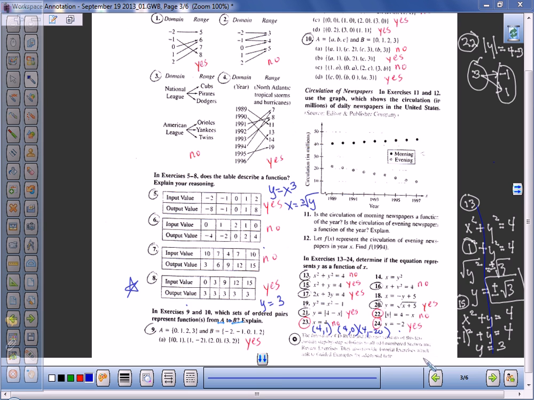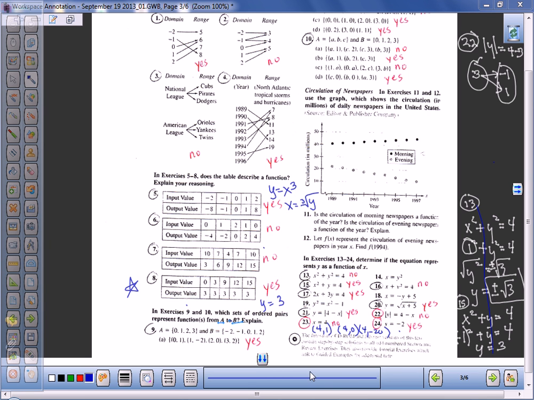So what about number 8? When our y values are consistent, it would be y equals... Yep. Every y value is 3, so it's y equals 3. Yes, ma'am. That's a horizontal line.